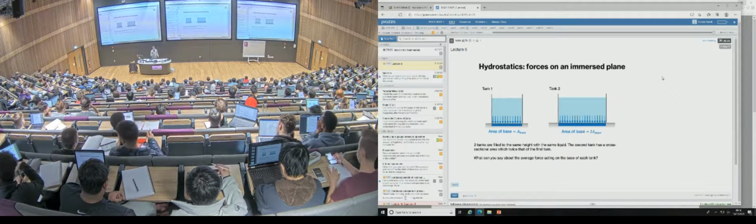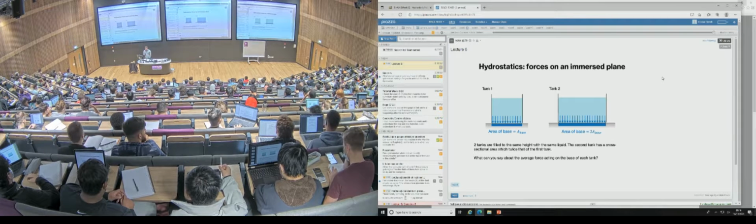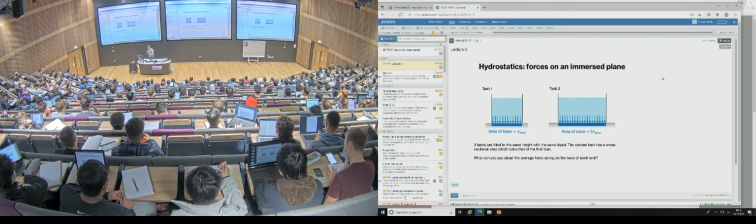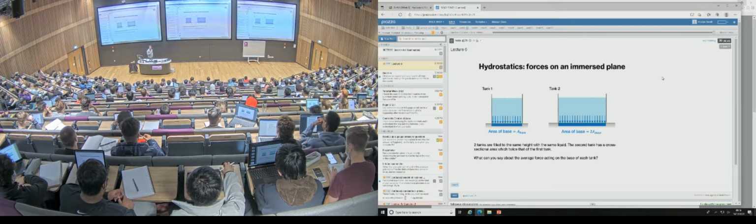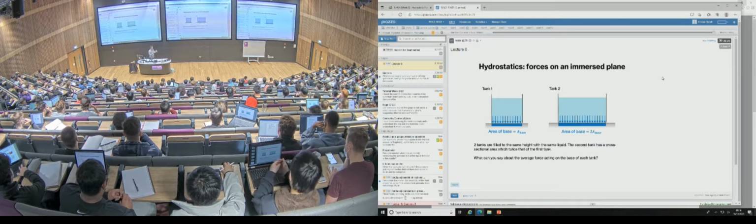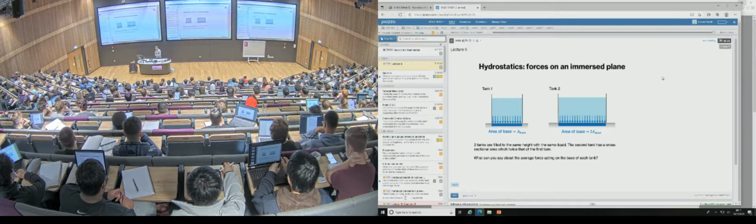The question is, you have these two tanks filled to the same height with the same liquid, and the second tank has a cross-sectional area A at the base, which is twice that of the first tank. So what can you say about the average force that's acting on the base of each tank? So what are your thoughts? Same tanks. The one's just got twice the base area of the other. Same liquid filled to the same height. Yeah?